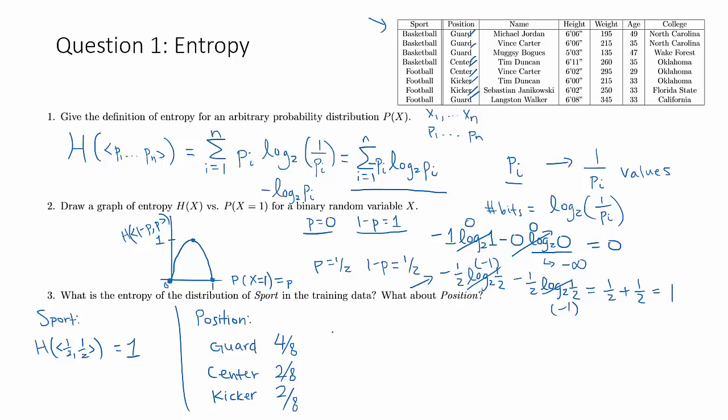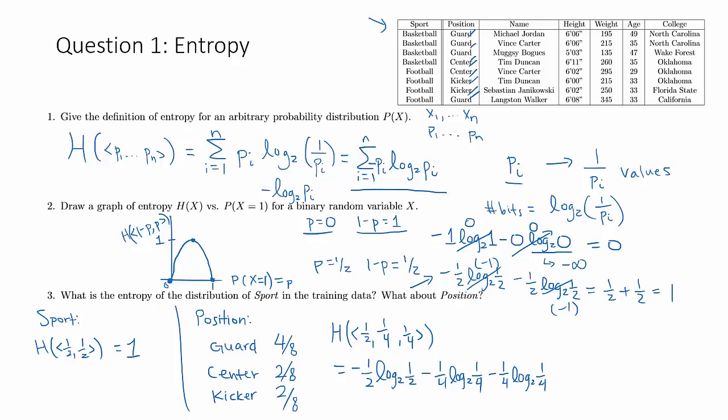The entropy we're going to need to calculate is over the distribution 1/2, that's 4 out of 8, 1/4, and 1/4, each for the 2 out of 8. And we're going to need to use this equation again. So there's 3 terms. The first term is minus 1/2 log base 2 of 1/2. The second term is minus 1/4 log base 2 of 1/4. And the third term is minus 1/4 log base 2 of 1/4.